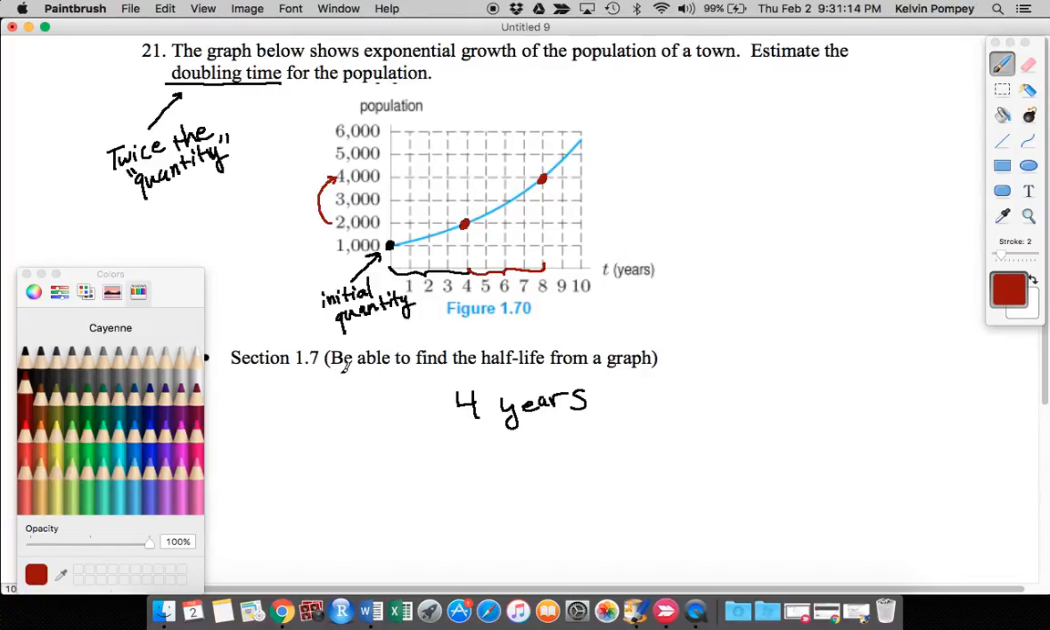In parentheses, it says be able to find the half-life from the graph, right? Half-life occurs when we have a decreasing function. And so you would do basically the same thing, but you want to see how long it's going to take to get to half, instead of double. Those are the problems specifically from the worksheet that I posted on Blackboard.